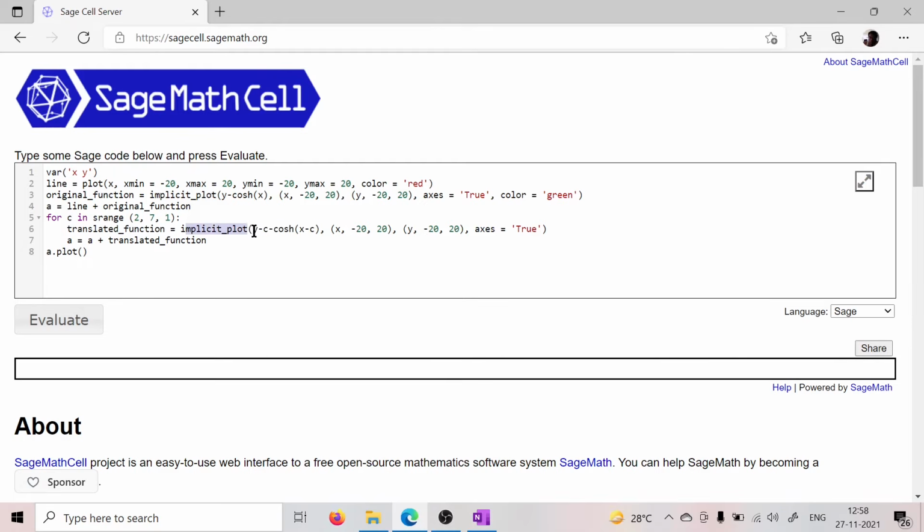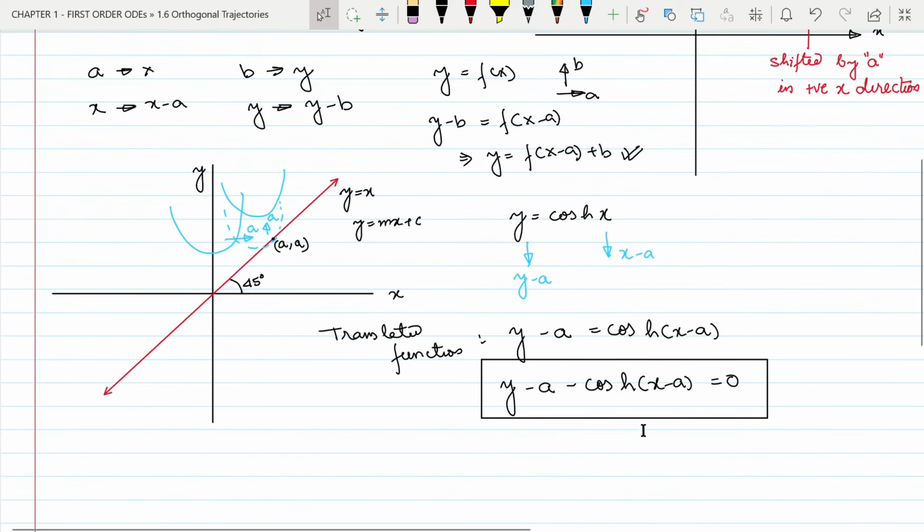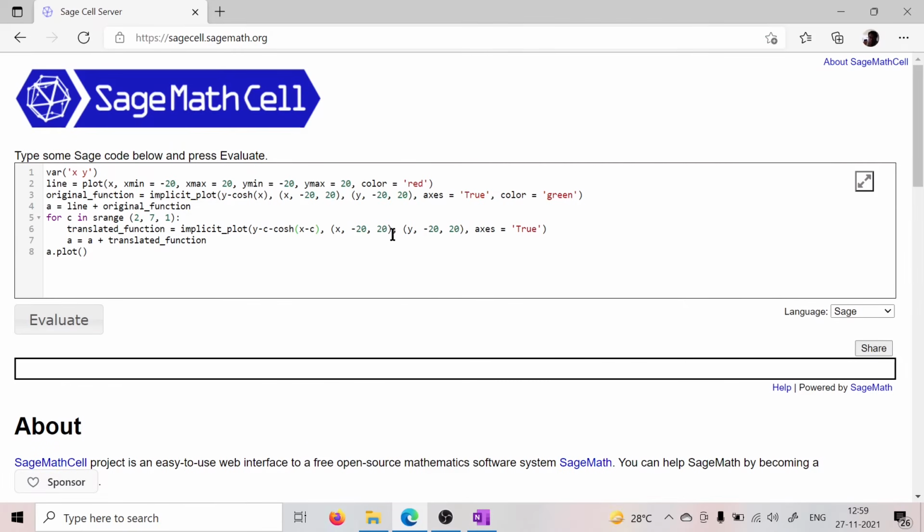Then we have written the translated function which is y minus a minus cosh of x minus a, this left hand side, and given the x and y range, and we have assigned it to a variable translated function. Then we added the translated function with a variable, and a variable holds the line y equal to x and the original function in green color which was y equal to cosh x. We added them together, and then we have written a dot plot which will plot the line, the original function, and the translated functions. So let us see how it looks.